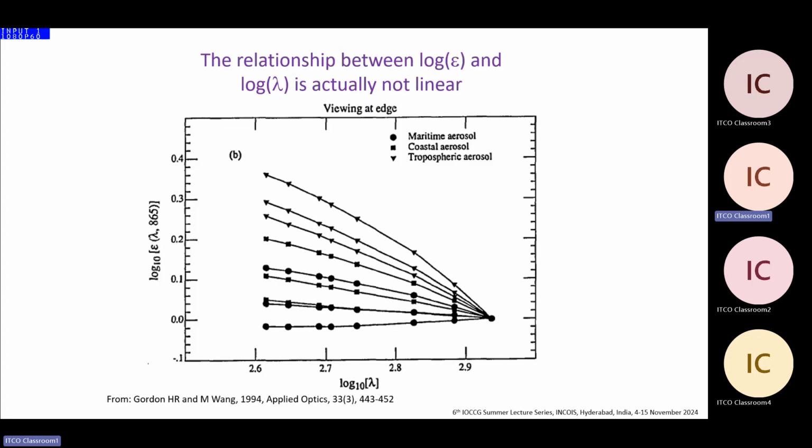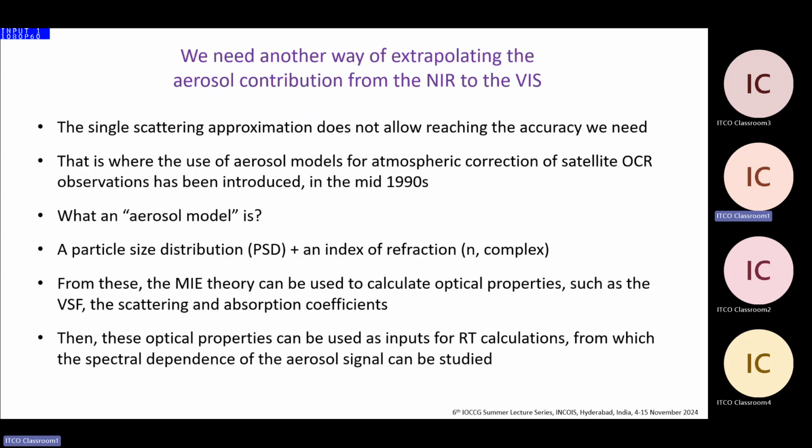Because it's not really like this, people started to think, okay, we need to do a bit better than that. The single scattering approximation does not allow reaching the accuracy we need. That was the first motivation to do differently than what I showed you so far. That's when the use of aerosol models was introduced to perform the atmospheric correction, because in all the things I showed you before, there is no aerosol model. We just tried to use the signal directly and see if we could do something from it.